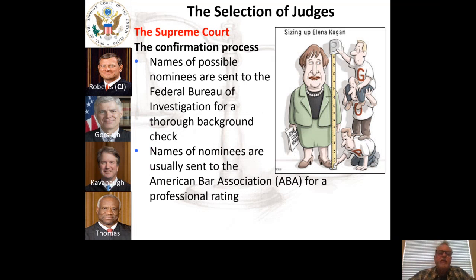And so candidates are measured up in the nomination process, as the political cartoon suggests. In this case, Barack Obama nominated Elena Kagan, and you could see that the GOP is scrutinizing them. They're measuring them up. And when they are nominated, they get a background check. And when they are nominated, the American Bar Association rates them.